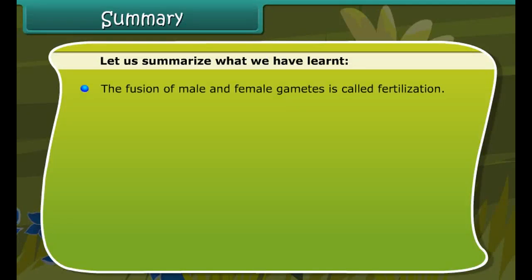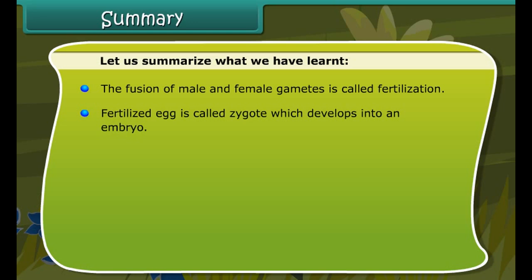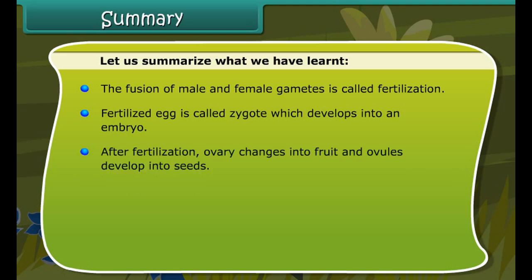The fusion of male and female gametes is called fertilization. Fertilized egg is called zygote, which develops into an embryo. After fertilization, ovary changes into fruit and ovules develop into seeds.